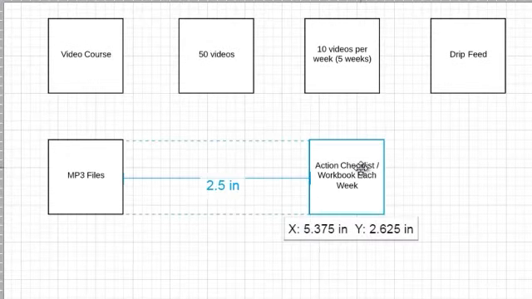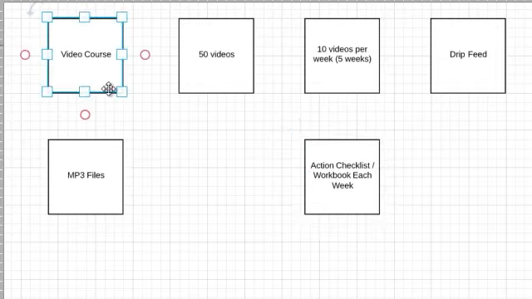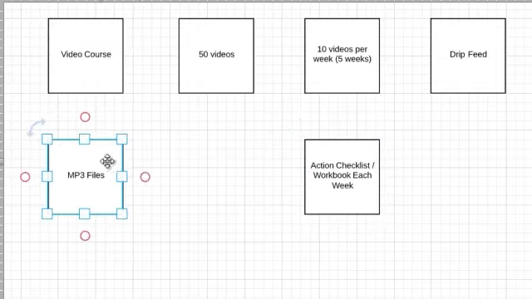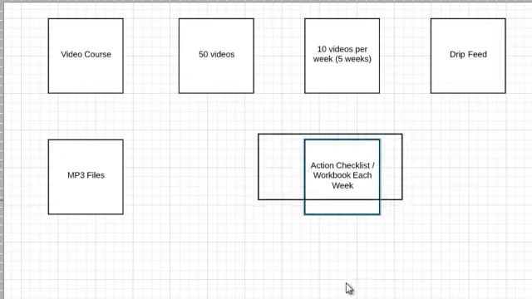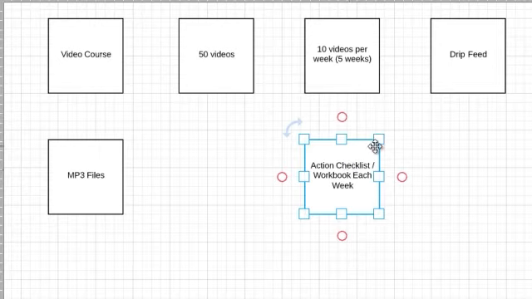All right, so now that we have talked about learning styles, I'm going to stick with videos. I'm going to do MP3 for auditory folks. People who are kinesthetic like to do hands-on type stuff. So they like to follow along and actually do it along the way. So we have the action checklist and workbook each week. So every week they get homework. So we can make this as homework.